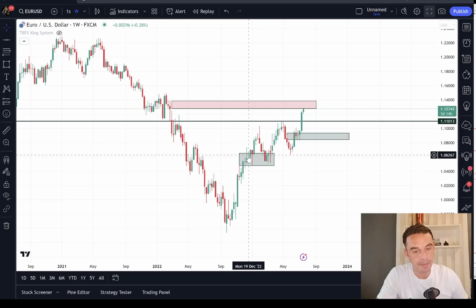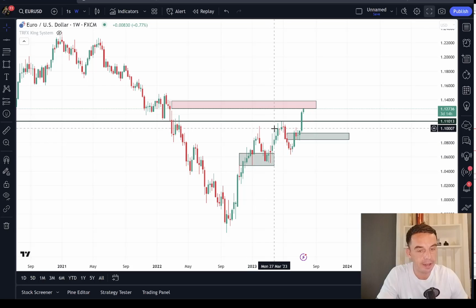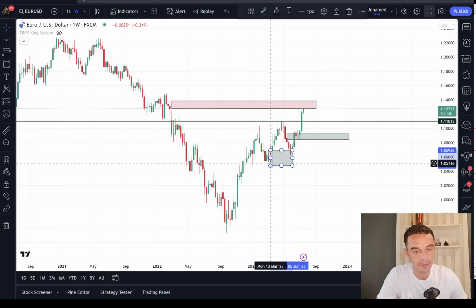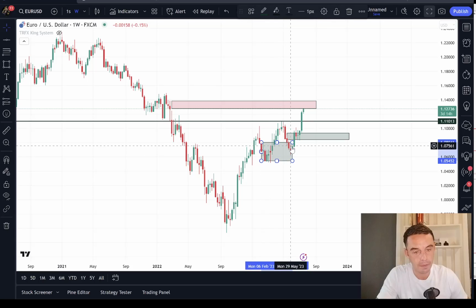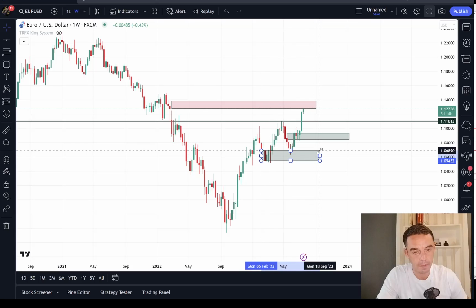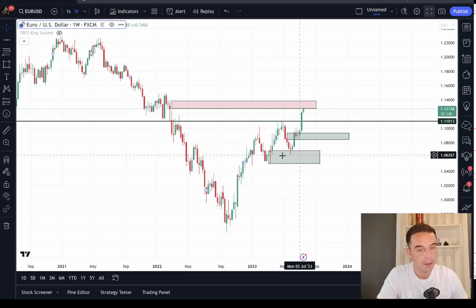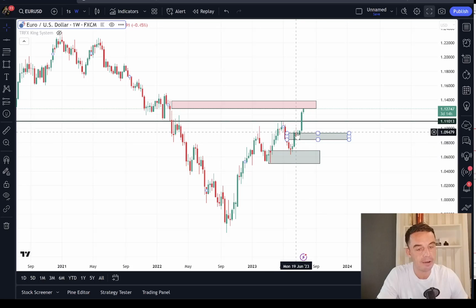We had the rally up, the pause in the market, and then the new high. Market comes back down to test this area that created the new high and then takes off again. And if we look at this here, this is where the market took off again. The market comes straight back down to this area, tests it, and then rallies up.